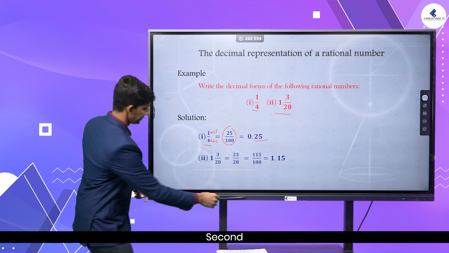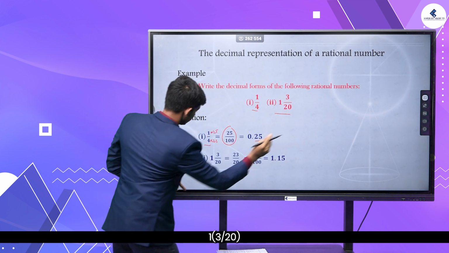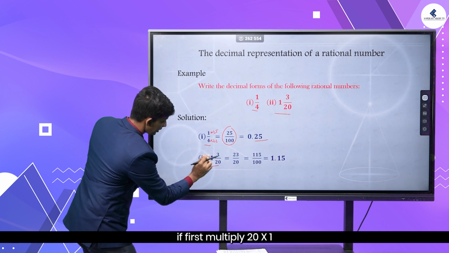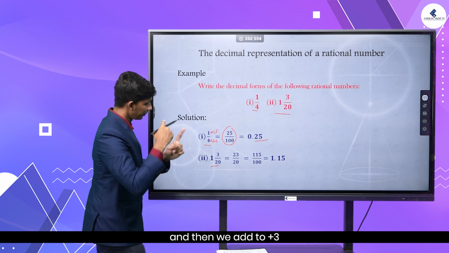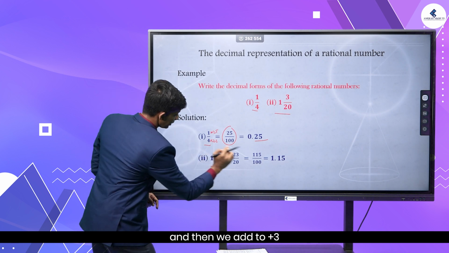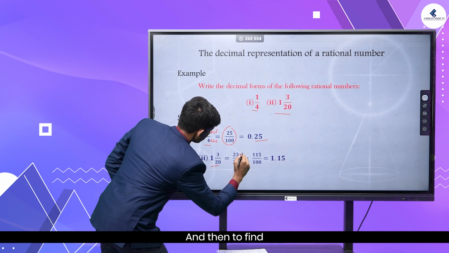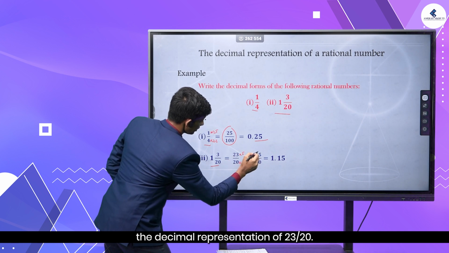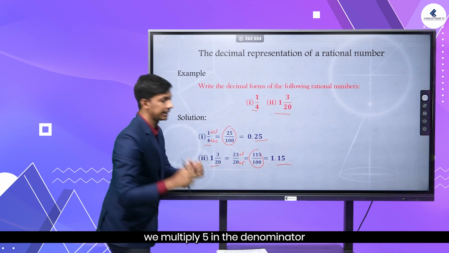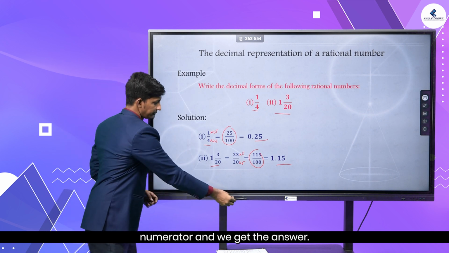Second, 1 3 by 20. We first multiply 20 by 1, and then we add it to 3, so that we can get it in a proper fraction form, which is 23 by 20. And then to find the decimal representation of 23 by 20, we multiply by 5 in the denominator and numerator, and we get the answer.